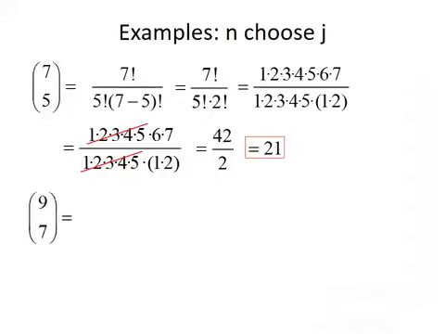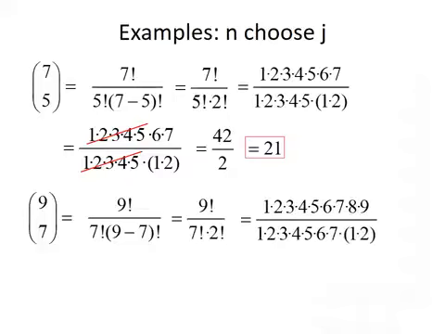Let's try 9 choose 7. So again, plugging 9 in for n and 7 in for j, we would get 9 factorial divided by 7 factorial times (9 minus 7) factorial. That gives us 9 factorial divided by 7 factorial times 2 factorial.